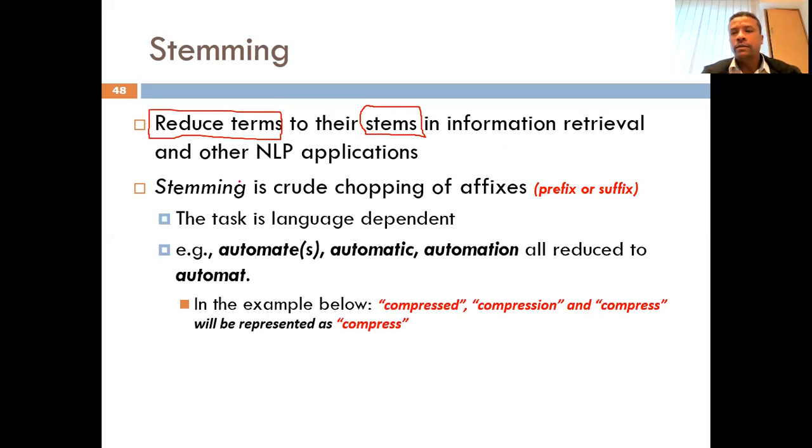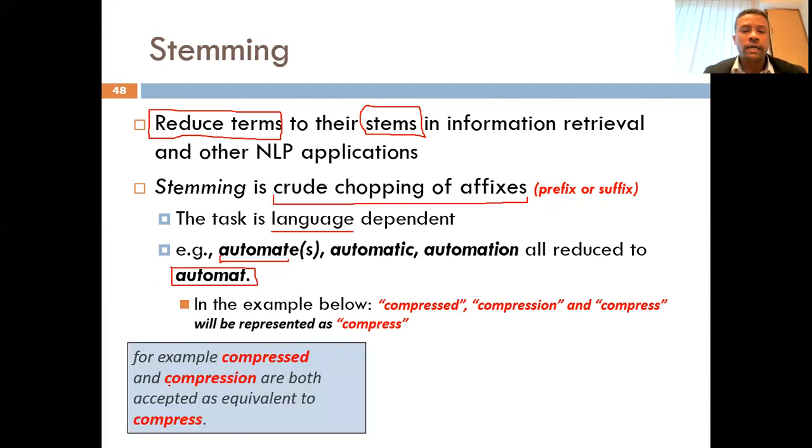So stemming, we say it's a crude chopping of affixes. As you can see, we are going to chop off or remove affixes, which means either a prefix, a suffix, or a circumfix. It can be any of these. But the process of stemming, again, we say it is language dependent, because the morphemes to be attached to the word depend on the kind of language that we have. So it's a language dependent task. So for example, if you have the word automates, or automatic or automation, all of them would reduce to the form automat, which means we are trying to remove whatever is attached to it.